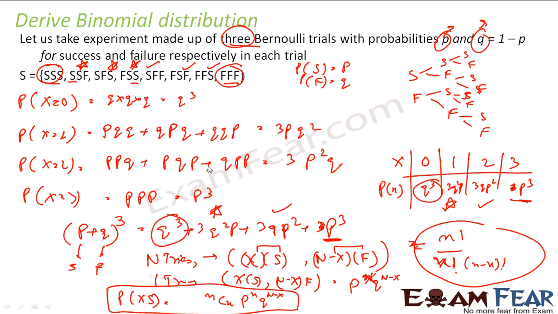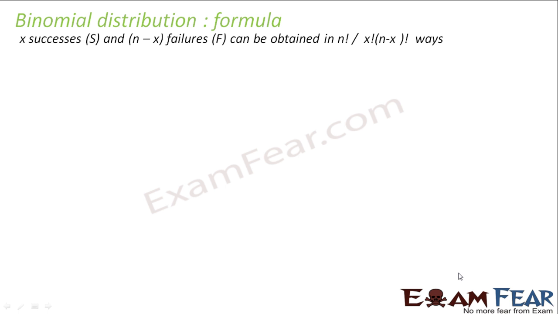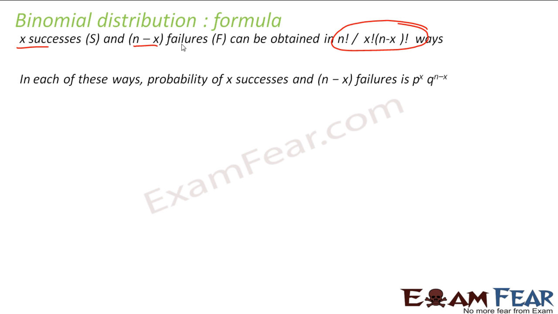So this is very similar to the expansion of the binomial thing, p plus q to the power n, right? That is the expansion of p plus q to the power n, actually, n factorial by x factorial, n minus x factorial. So the same thing I wrote here, x successes and n minus x failures can be obtained in this way. This I found using the binomial expansion, and the probability of x successes and n minus x failures is this guy, right? This also we have seen by observation, right?